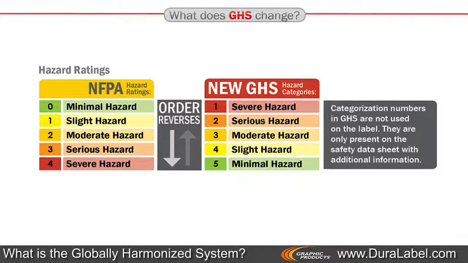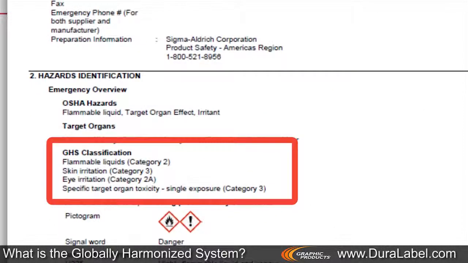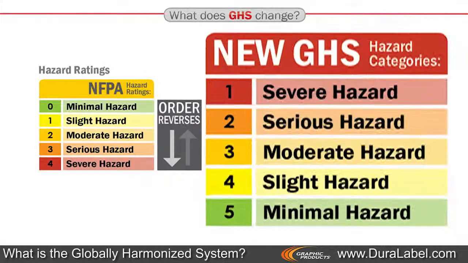Categorization numbers in GHS are not used on the label. They are only present on the safety data sheet with additional information. Note that the hazard numbers have a reversed order on the new GHS standard.